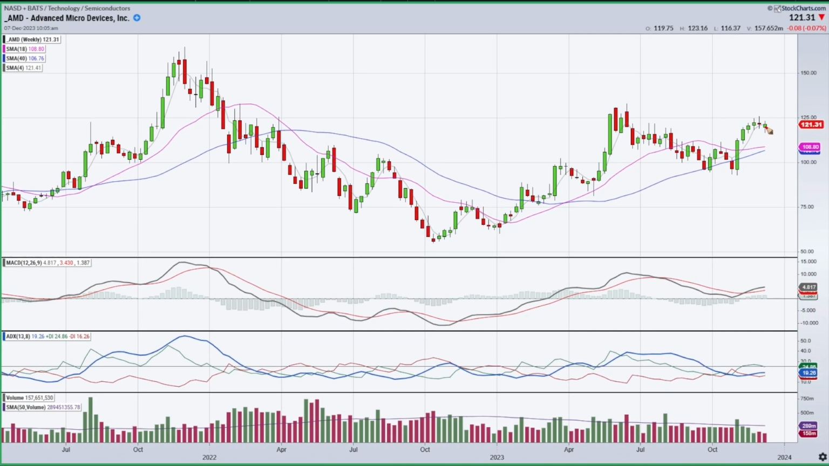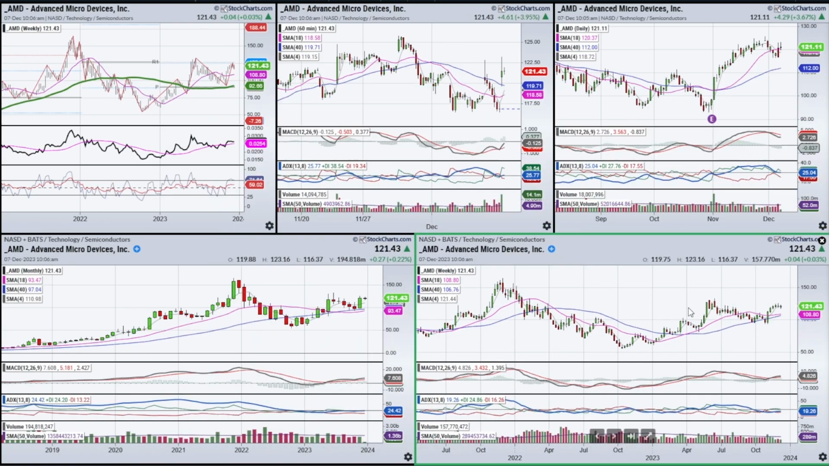So now what I'd like to actually see is a second pinch play on the weekly. And if we get that and we get a trigger, I would consider it, based on the fact that the 18 week is now rising and the 18 month is now rising. It's the first time since 2021.